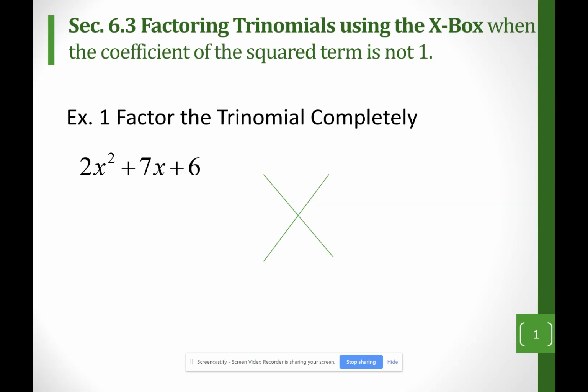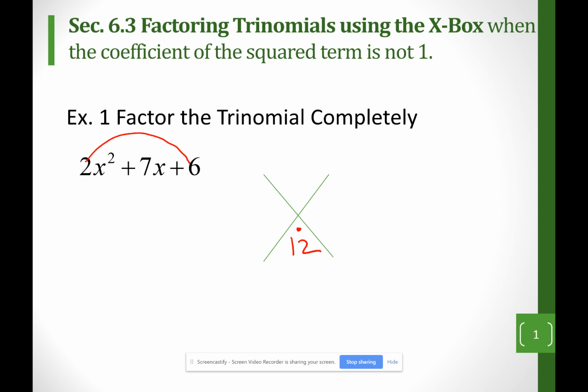On section 6.3, we're going to factor trinomials, but the leading coefficient is not a 1. I know we talked about grouping when we had four terms, and I know last section we talked about the x thing, what we see at the right in green. So now we're going to start in that way. We're going to think of two numbers that multiplied is equal to 12. You see 2 times 6 gives me 12.